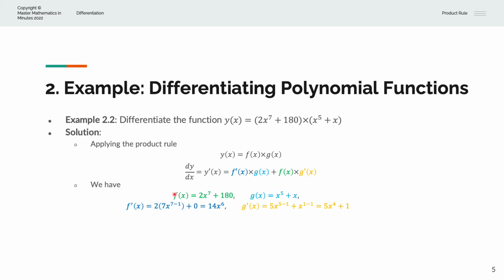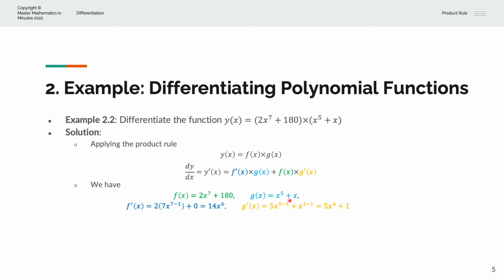So starting with f, we have f prime of x, and that is equal to, we'll keep the 2 at the front, and we'll drop the 7 to the front, that becomes 7, times x to the power of 7 minus 1. And differentiating a constant is always 0. And that simplifies to 14 times x to the power of 6.